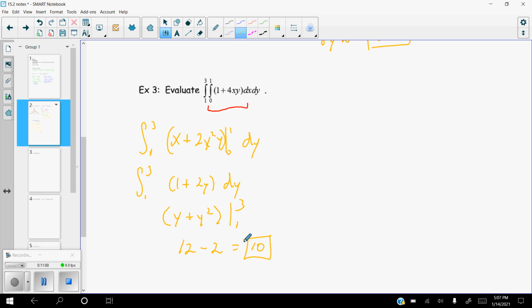So whatever that curve looks like over the region in the xy plane where x is bounded from 0 to 1 and y is bounded from 1 to 3, you have a volume of 10. And it might help to sketch the base just so you have somewhat of an idea, although you don't necessarily have to when it's something that simple.